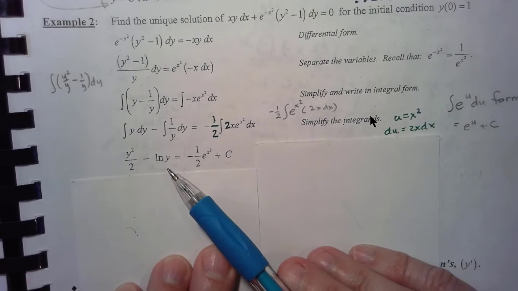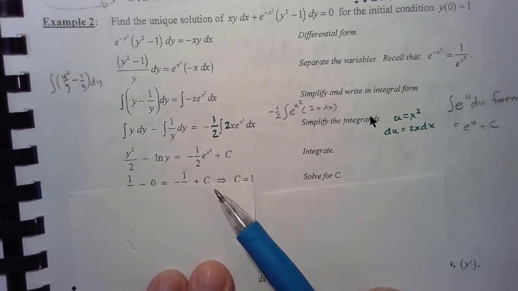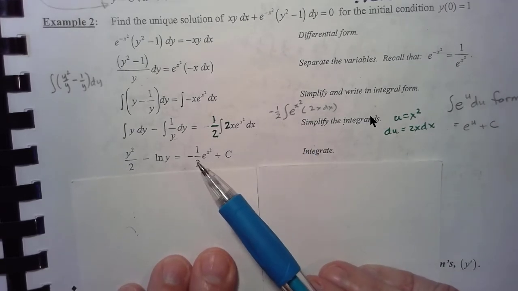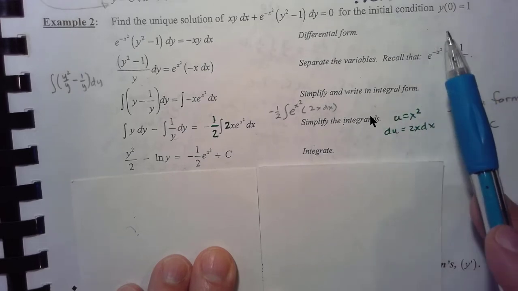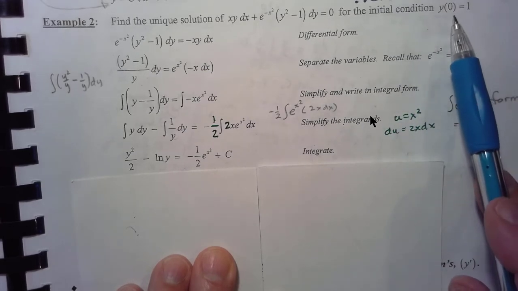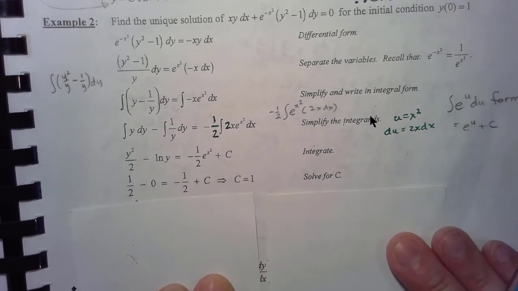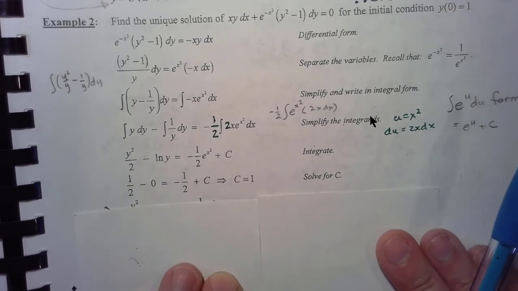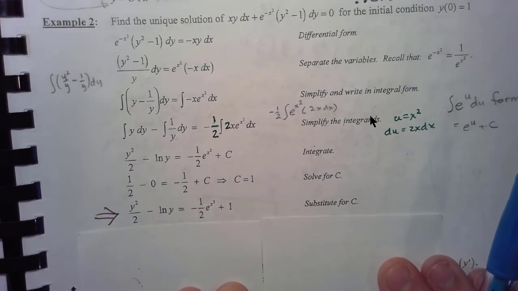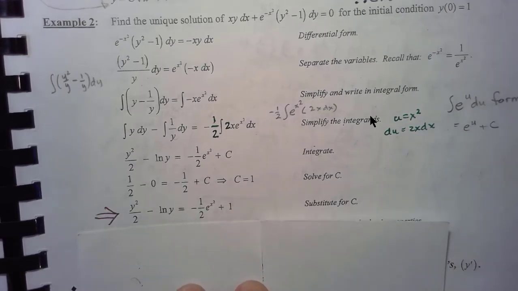Now, why do I not need bars here? Okay, I do not need bars because when x is 0, y is going to be 1. So, substituting in my value, I get my c to be 1. And here is our wonderful equation.